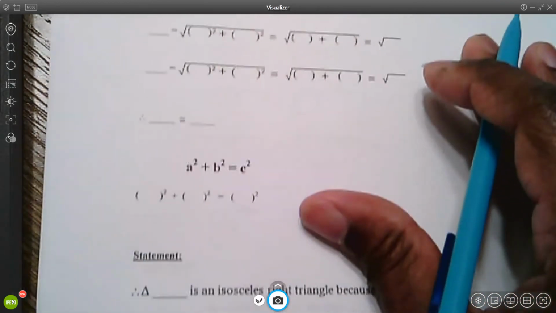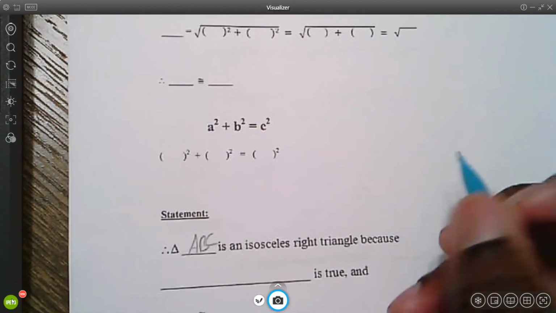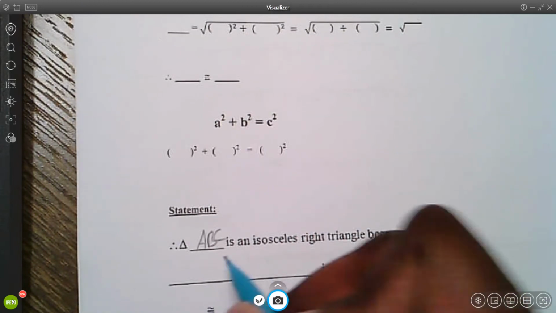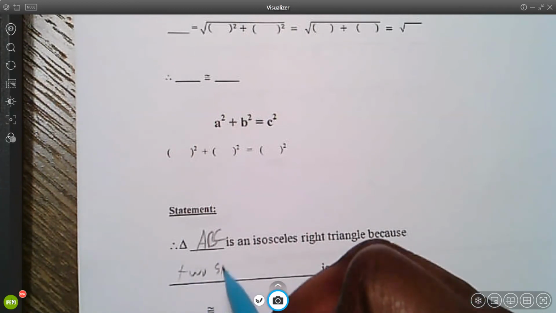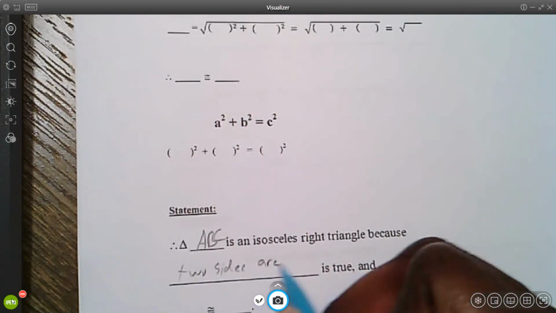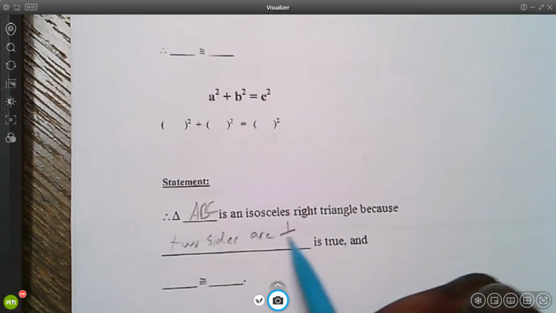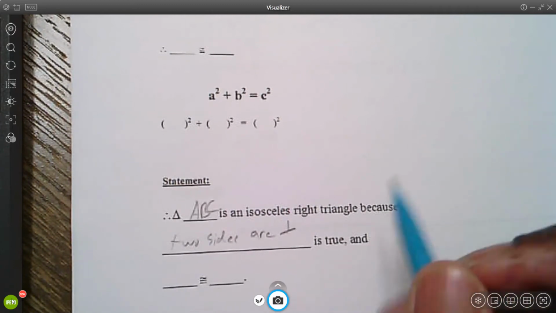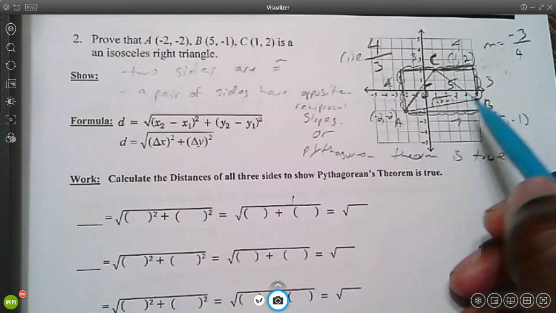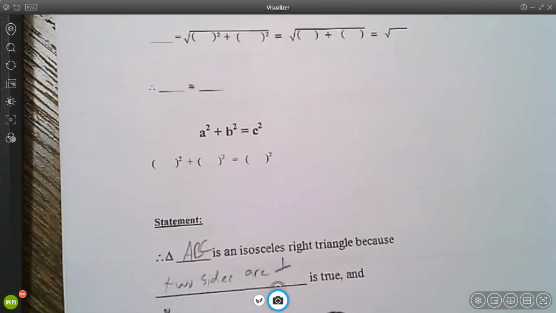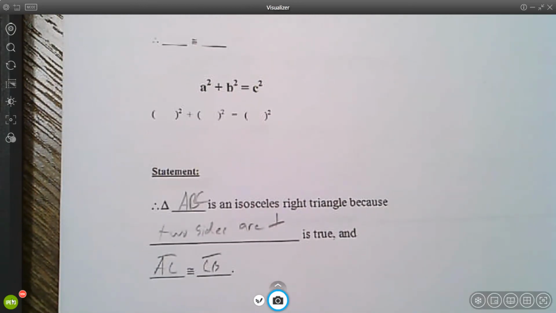So triangle ABC is an isosceles right triangle because two sides are perpendicular, or I might say opposite reciprocals, or have opposite reciprocal slopes. Just shorten it up and say perpendicular. And segment AC is congruent to segment CB. So that proves that that's an isosceles triangle.